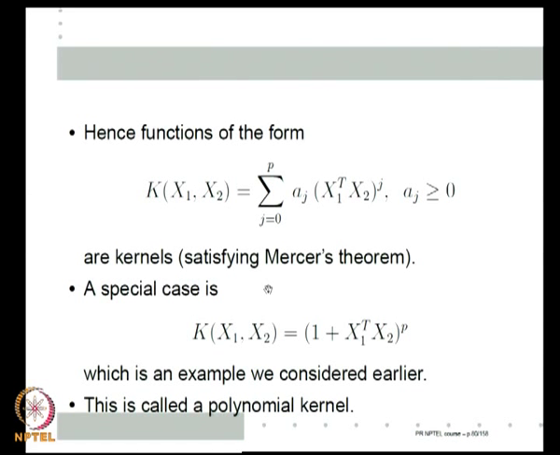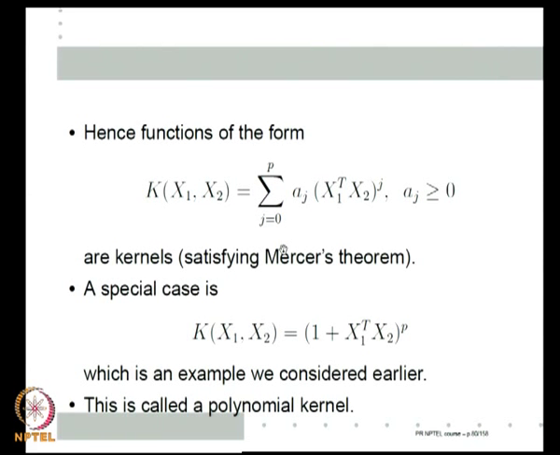It is called a polynomial kernel because, as you see, if we put p equal to 2, this kernel effectively finds a quadratic discriminant function in the original space. So, in general if I put p, it is giving me a discriminant function which is a polynomial of degree p.